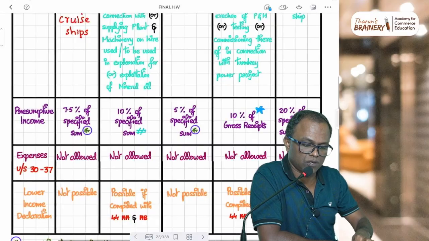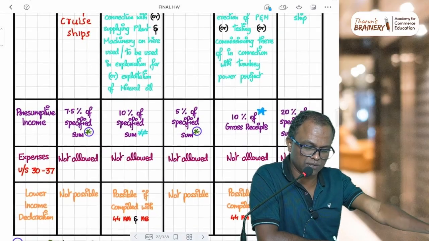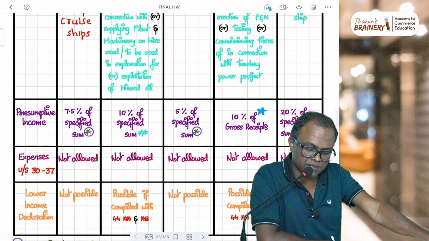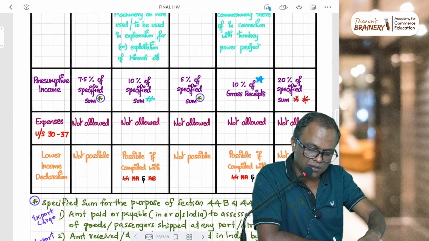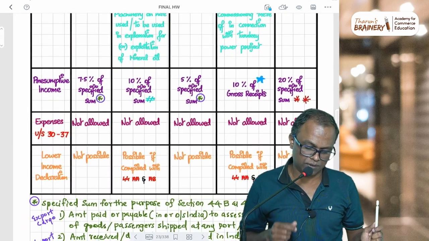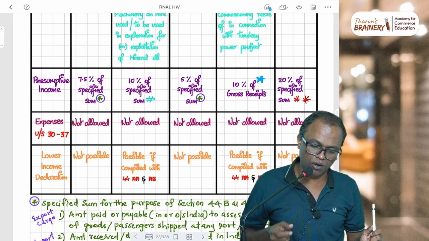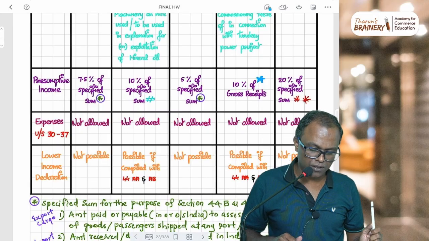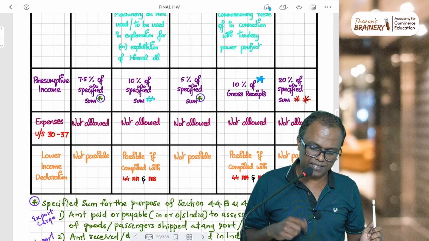Those two sections have a lot of similarity. Even though they say gross freight into 10%, there is an option to declare lower income if they are ready to maintain books under 44AA and get them audited by a chartered accountant under 44AB. But under 44B and 44BBA, that is not possible.